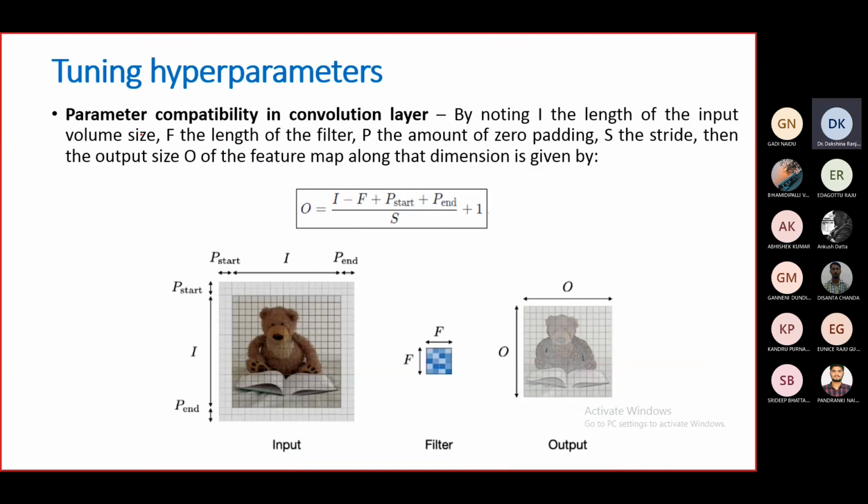Now, if I denote I as the input image, which is the length of the input volume size, and f is the length of the filter, and p is the amount of zero padding, s is the stride, then the output size o denotes the feature map. Then the dimension of the feature map is determined by this formula.